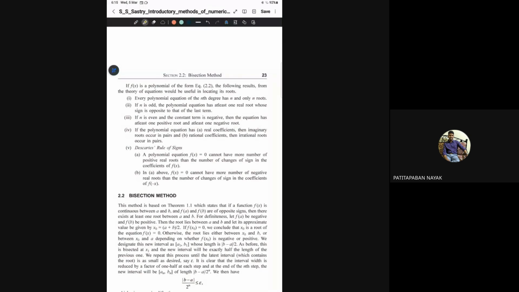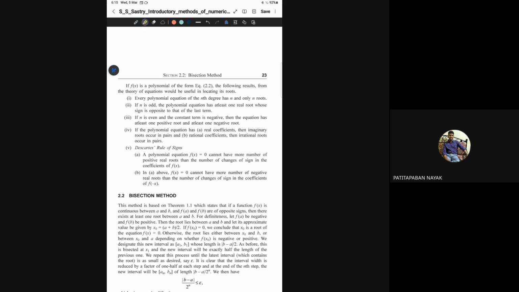N roots, not real. And if n is odd, then it should have at least one real root. If n is even, then it could have real roots, or equal roots, or imaginary roots. But if imaginary roots occur, they will occur in pairs. Or if an irrational root occurs, then the irrational root will also occur in pairs.